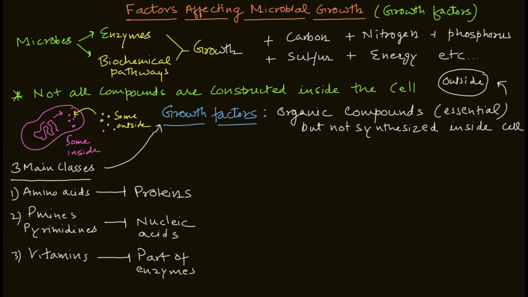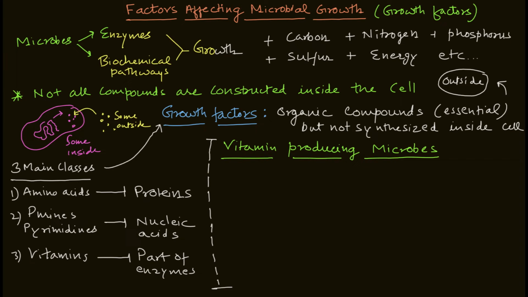Therefore, I want to discuss some of the examples. Some of the microbes are able to synthesize these vitamins. What I mean by that is I want to discuss vitamin producing microbes. This is important because this question is being asked in many exams. So you need to remember what are the microbes that are producing different types of vitamins. So let's talk about riboflavin. This particular vitamin is produced by genus Clostridium and Candida.